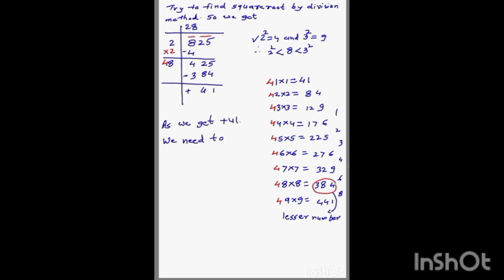Now your answer is 41, so we have to subtract this 41. What is asked is what number you have to subtract from 825. When the remainder is positive, you have to subtract it. So subtract this 41 from the original number 825, and the resultant number will be a perfect square.